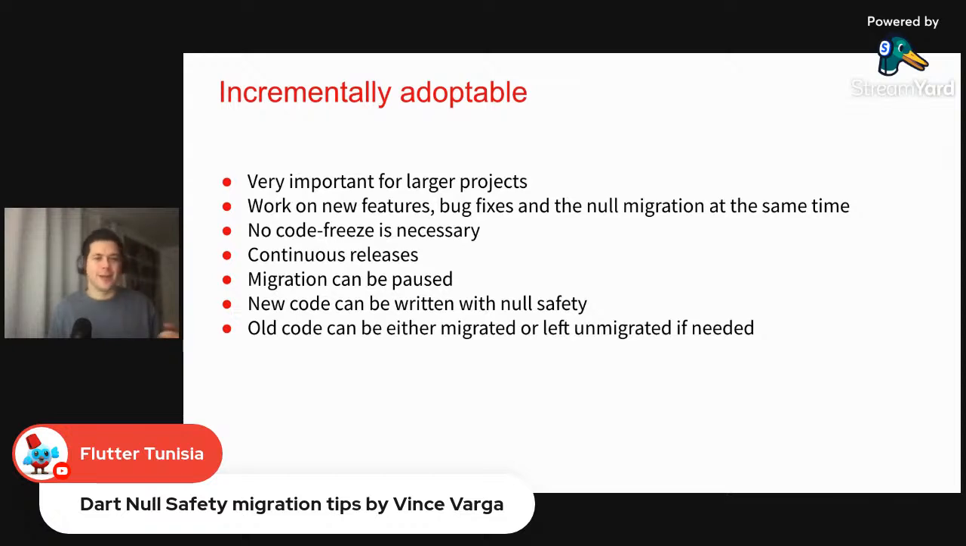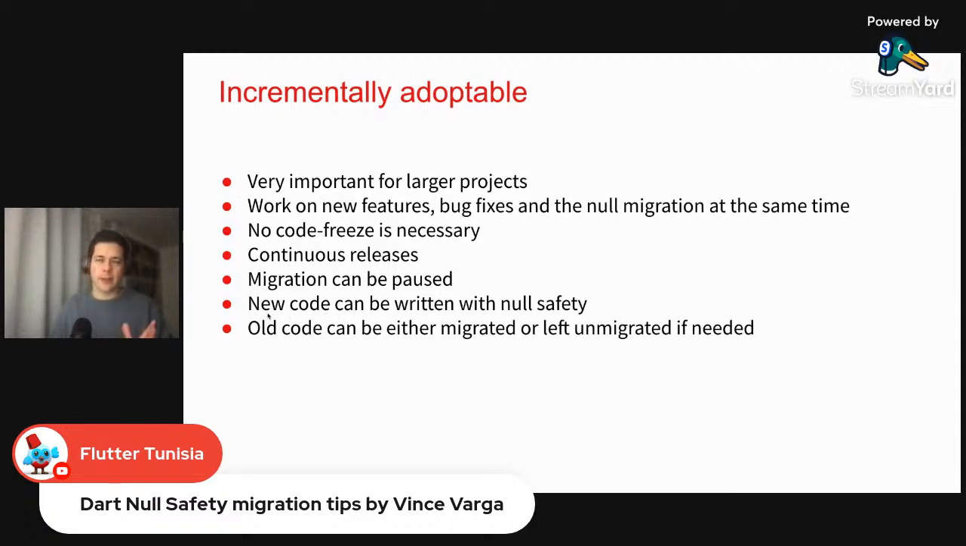So the code freeze is when you tell your team that, okay, you work on a feature or you work on a big release, and then in the last 2 weeks, you have a code freeze and you are just testing or fixing bugs. And that is not necessary because Dart is incrementally adaptable. You can release continuously. You can also pause the migration. Let's say there's a big release, you need to release a bunch of features, then you can pause the migration and come back to it later when you have time.